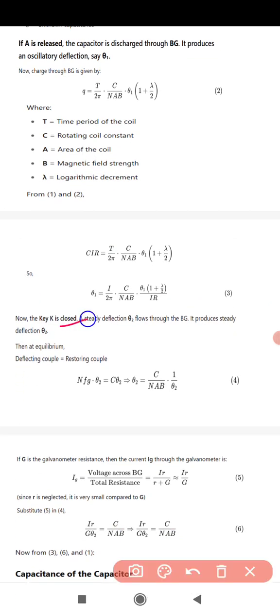Now the key K is closed. A steady deflection theta 2 flows through the ballistic galvanometer, and it produces steady deflection theta 2. Then at equilibrium, deflecting couple is equal to restoring couple. We get NIAB into theta 2 is equal to C into theta 2. Therefore, theta 2 is equal to C divided by NAB into 1 by theta 2.